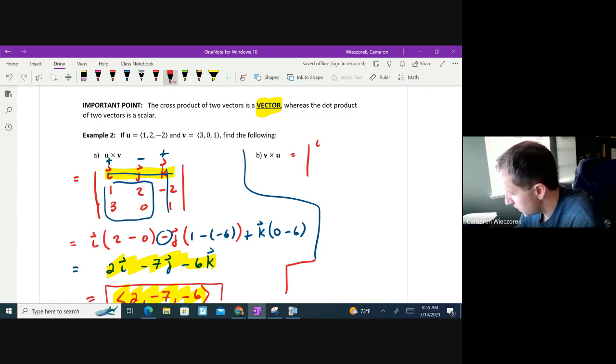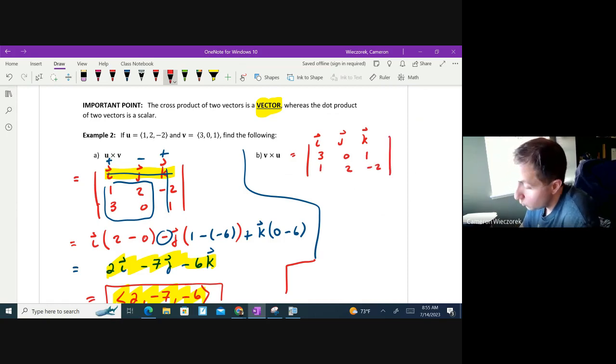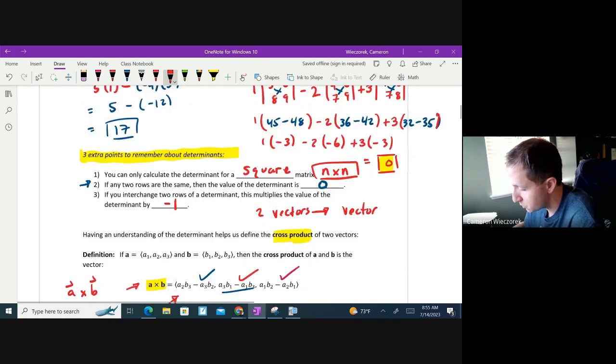i, j, k. Now I'm going to put 3, 0, 1 in the middle row, and I'm going to put 1, 2, negative 2 along the bottom row. Now, we could compute this if we wanted to do it by hand all over again, but I'm going to direct us back to a little piece of advice from the first page here.